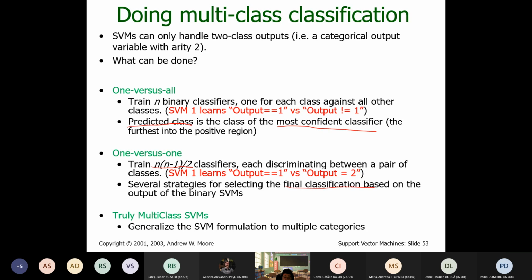There is also a generalization of SVM that is available for multiple categories, to truly use multi-class SVM, but it is more complex and it will require much more time to fit.